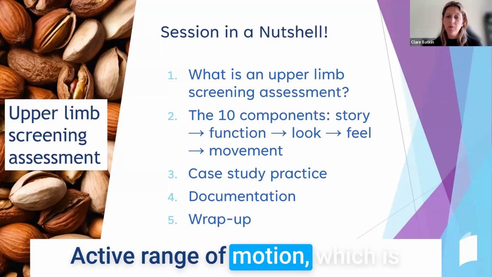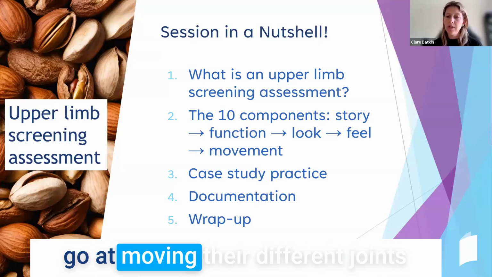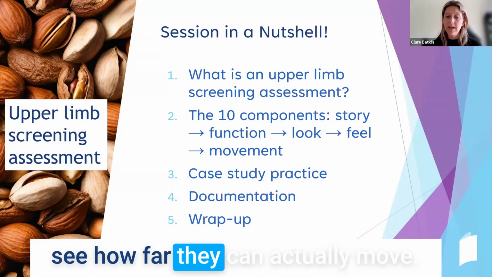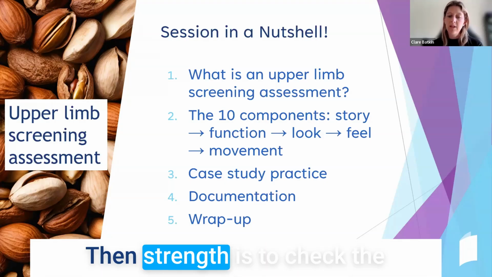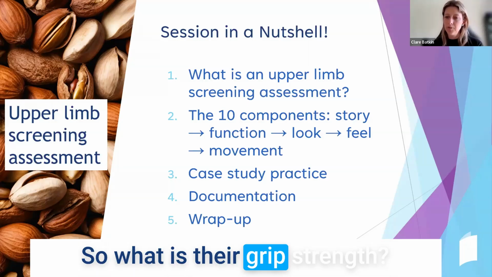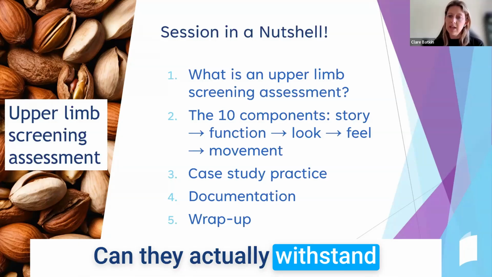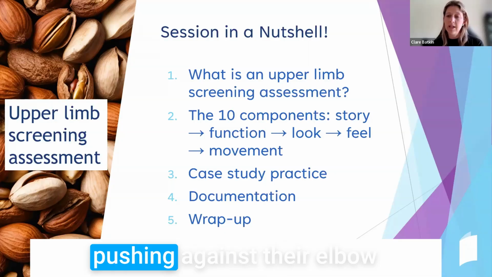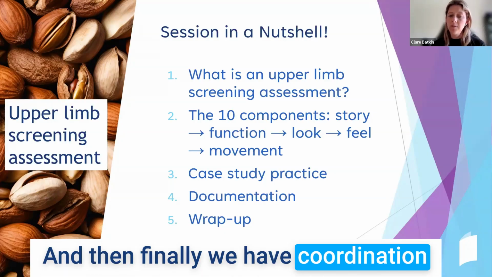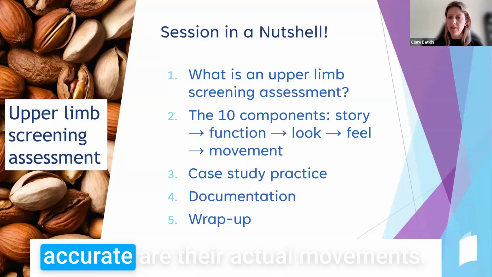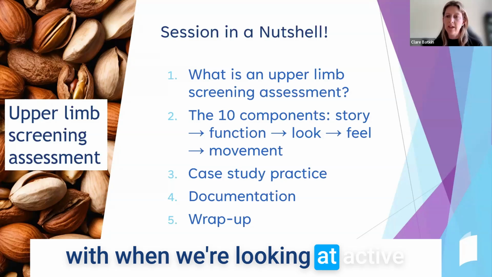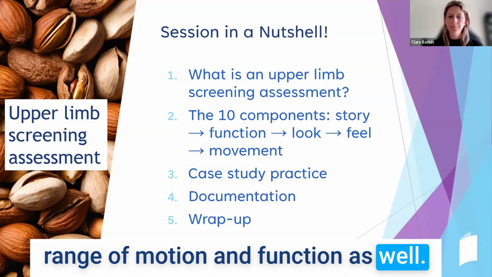Active range of motion, which is where we will get them to have a go at moving their different joints through the full range of motion to see how far they can actually move. And then strength is to check the power behind the movement. So what is their grip strength? Can they actually withstand any resistance if we're pushing against their elbow or their shoulder movements? And then finally, we have coordination and we look at how smooth and accurate their actual movements are. And again, sometimes that will overlap with when we're looking at active range of motion and function as well.